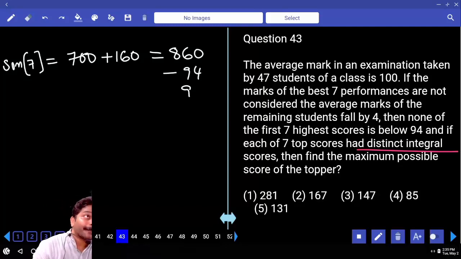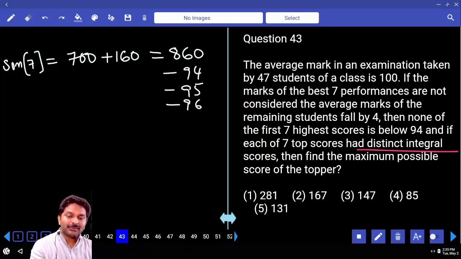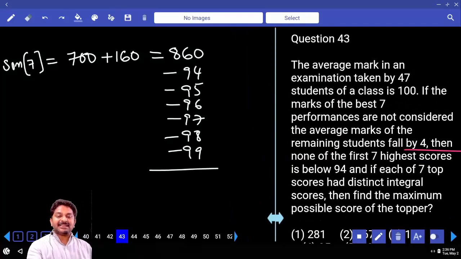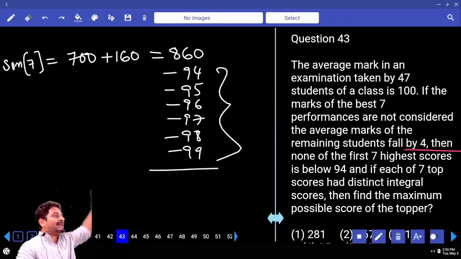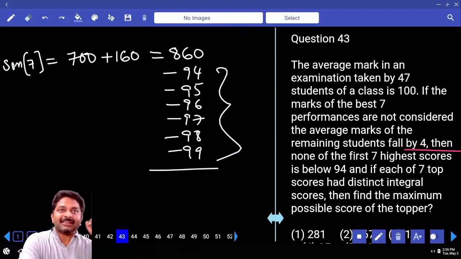So, we have to follow an order. Which order? Increasing order. Can I take consecutive even numbers? Come on. What should I take? Natural numbers: 1, 2, 3, 4, 5, 6. These 6 numbers must be subtracted from 860. Then we will get our answer.